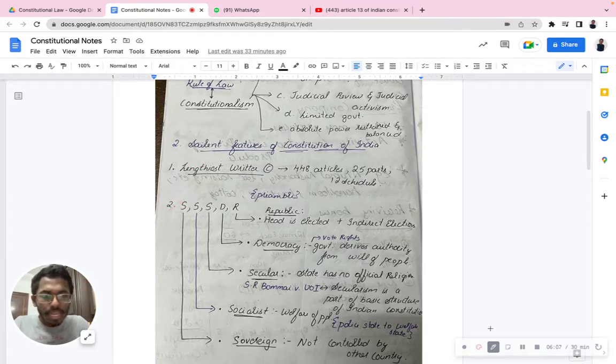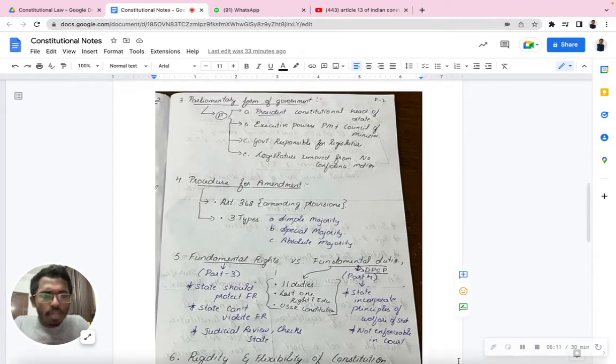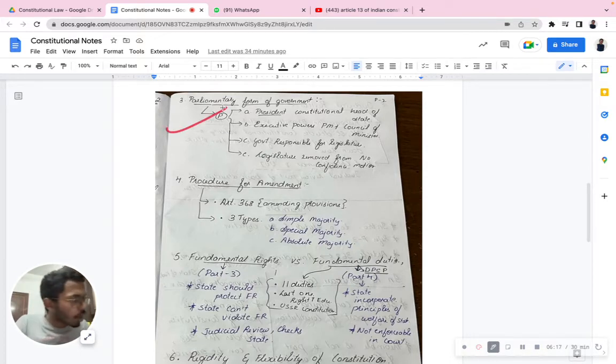Okay. Now let's look into the next important salient feature. That is, we have a parliamentary form of government. Remember, guys, in this parliamentary form of government the president is the constitutional head of the state. So who is the constitutional head of the state? The president. Who is the head of the government? That is the prime minister. Under this, the president is the constitutional head of the state.